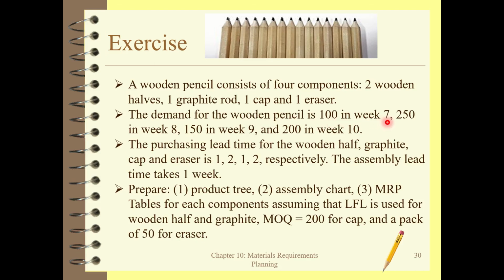at the beginning of week 7 to 50, week 8 150, week 9 200, week 10. The purchasing lead time for wooden half, graphite, caps and eraser is 1 to 1 to respectively. The assembly lead time takes 1 week. Prepare the product structure assembly chart MRP table for each component, assuming that lot for lot ordering is used for wooden half and graphite, MOQ of 200 for cap and a pack of 50 for eraser.